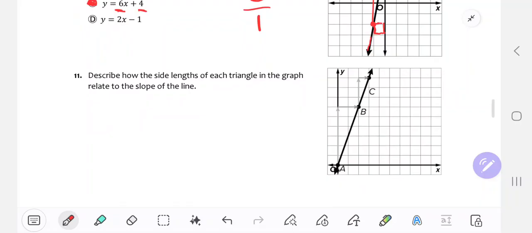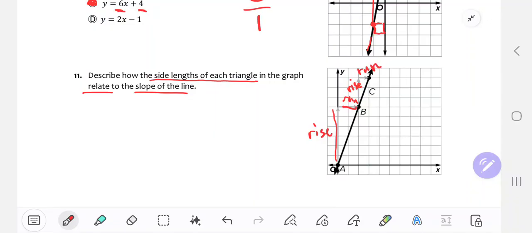All right, describe the side lengths of each triangle in the graph. Oh, how they relate. So we have to describe how the side lengths of each triangle relate to the slope of the line. All right, well, the vertical line is like the rise, and the horizontal line is like the run. So the rise to run.